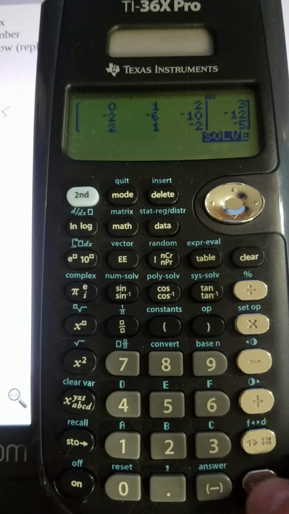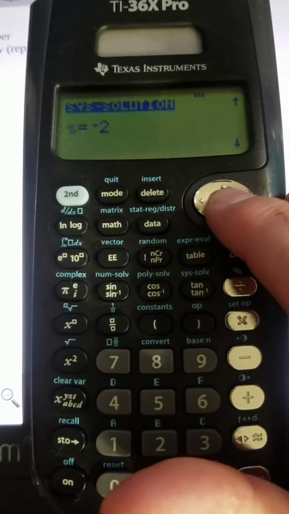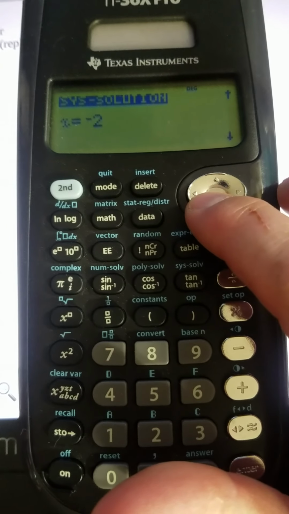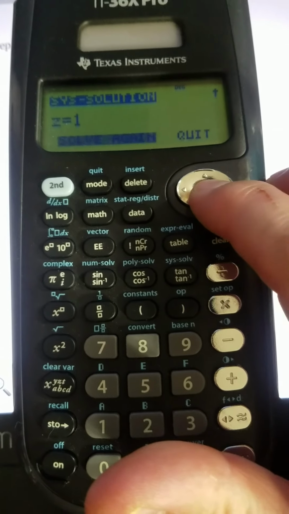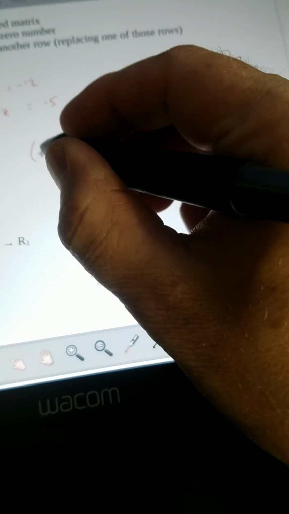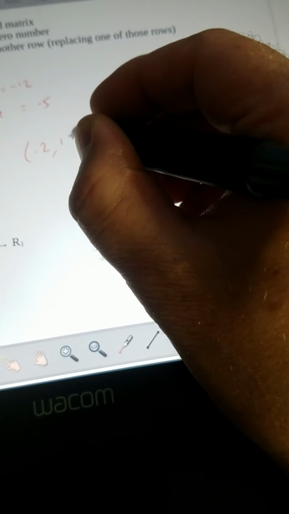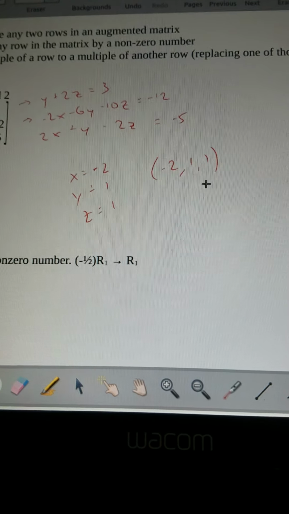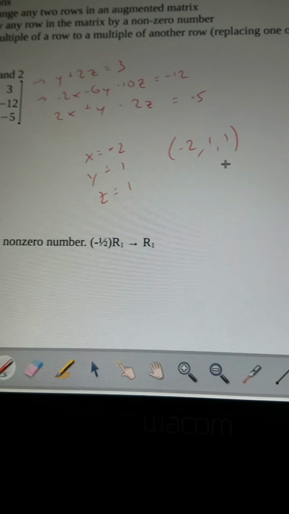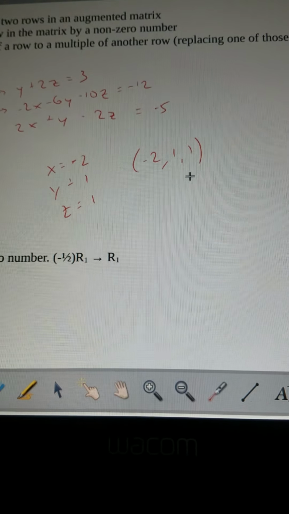At this point I'll hit solve, and look at that, it actually just spits out the solution for me. X equals negative 2, y equals 1, z equals 1. So what I would say here is x equals negative 2, y equals 1, z equals 1. Oftentimes this would be referred to as the point negative 2, 1, 1. That's one way to write it. But if we're just solving a quick system of equations, that's how we would do it with this calculator.